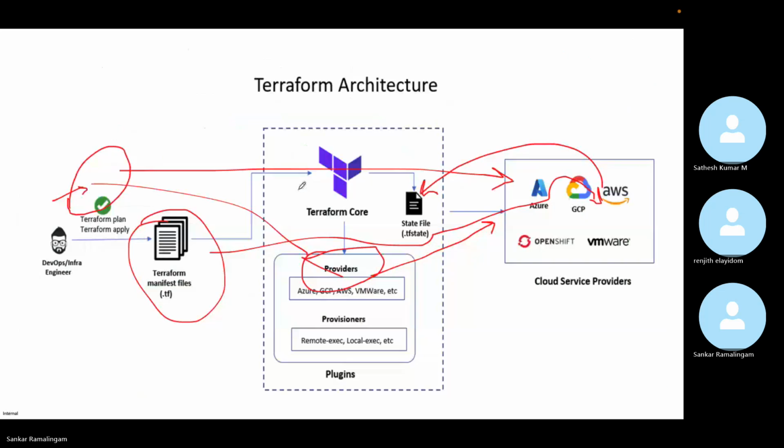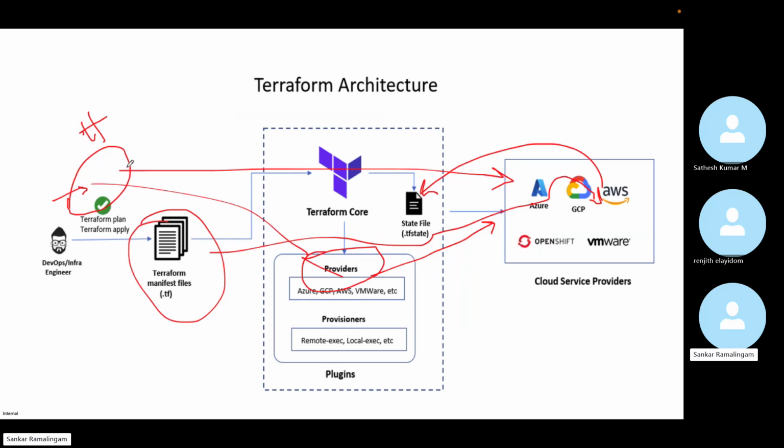So coming back to the architecture, whatever information you create in the .tf file, you create on your local machine or your GitLab repository, and then you run Terraform apply. When you run the Terraform provider, it creates the necessary plugin to create a connection to the AWS cloud.